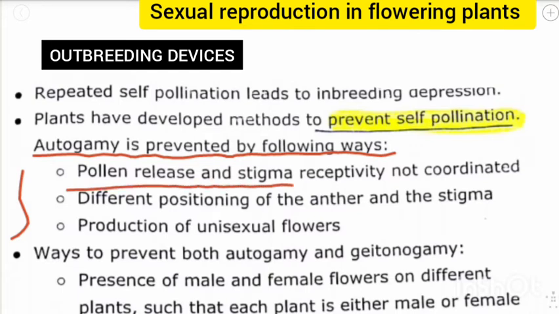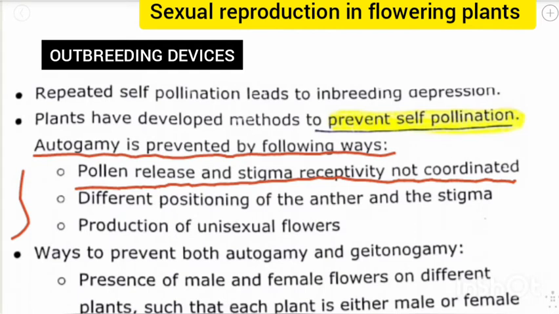The first way: pollen release and stigma receptivity are not coordinated. What is pollen release? Release of pollen. What is stigma receptivity? The ability of a stigma to support germination of pollen. And what is not coordinated? Coordination means development takes place at the same time. But here development does not take place at the same time, so it is not synchronized.